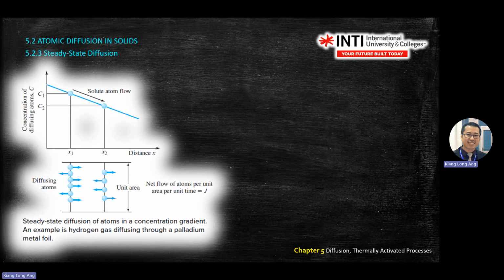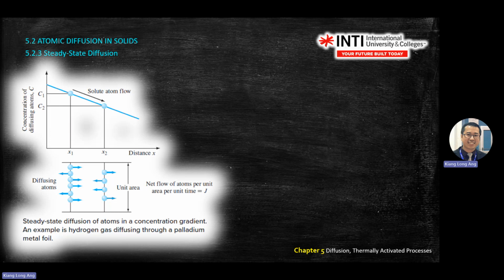Now this graph is more on the steady state distribution. The y-axis is the concentration. In chapter 4, you already learned how to calculate the concentration, right? Just a recap: concentration has two ways of representing it, weight percentage concentration and atom percentage concentration. There is a conversion, so if you forget, please go revise. So concentration here can be weight percentage or atom percentage.